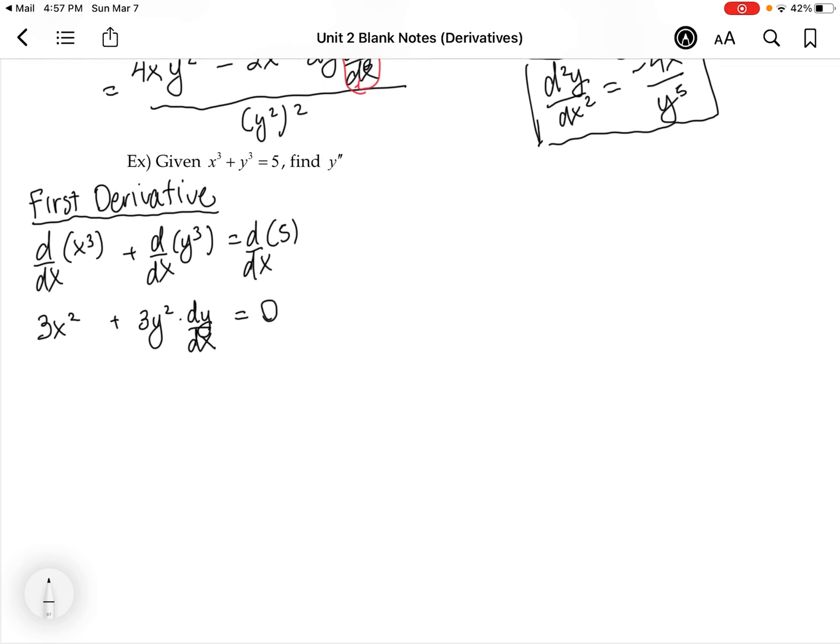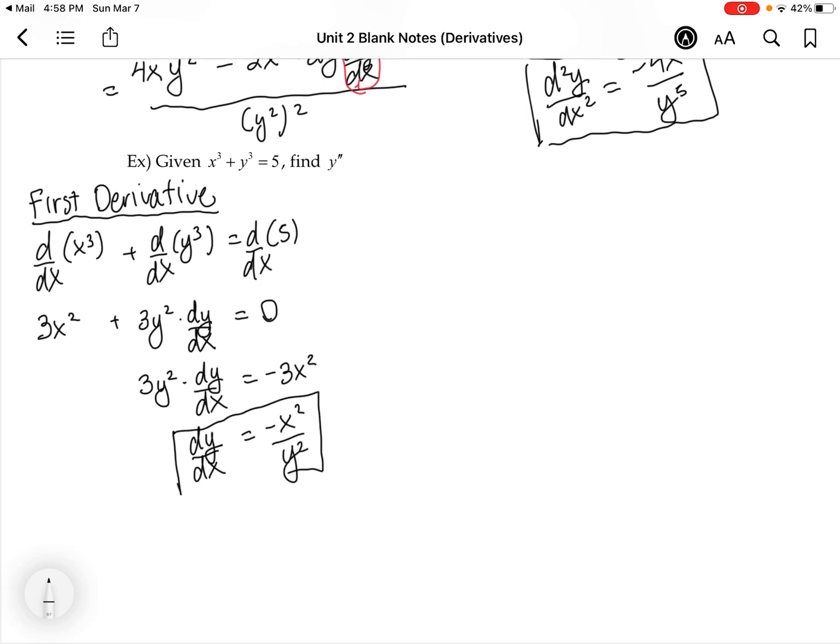Okay, so now to solve for dy dx, I've got to bring the 3x squared over, so I'm going to subtract that from both sides, and I'm going to get 3y squared times dy dx equals -3x squared. Then to solve for dy dx, I divide both sides by 3y squared, so the 3's cancel, and I get dy dx, my first derivative, equals -x squared over y squared. So there's my first derivative.